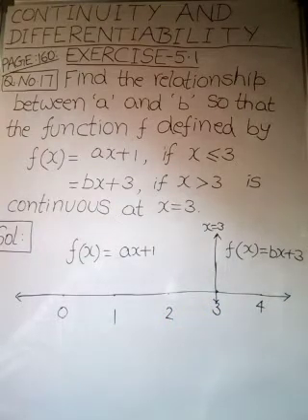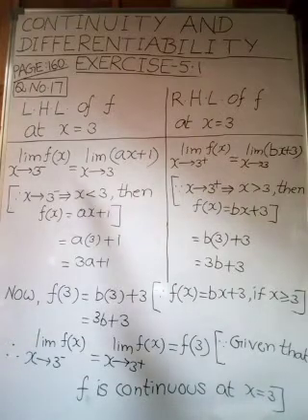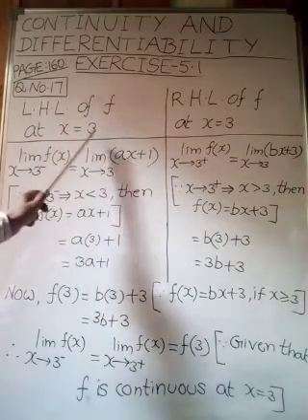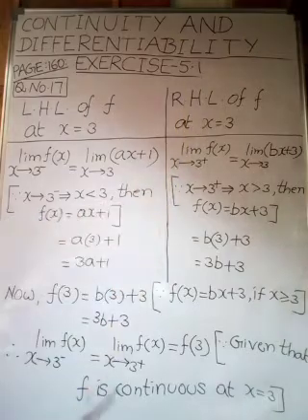Right. Now we have to find the left hand limit and right hand limit of f at x is equal to 3. As we did in the previous questions, we follow the same procedure. Now we are going to find the left hand limit of f at x is equal to 3 and the right hand limit of f at x is equal to 3. Is it clear, my dear children?